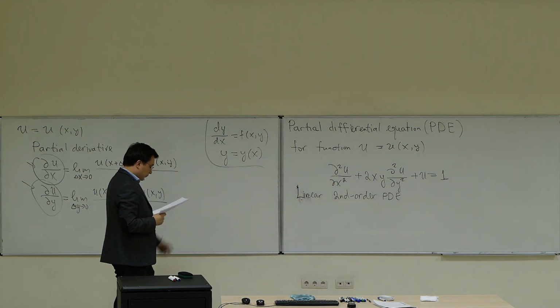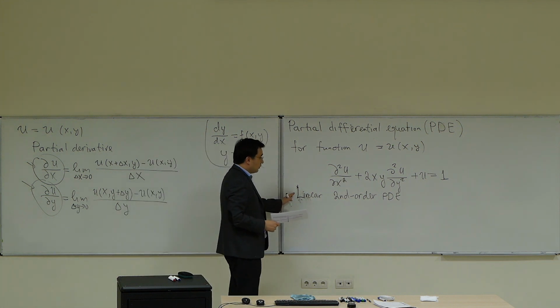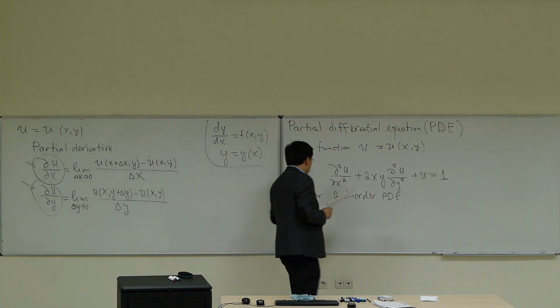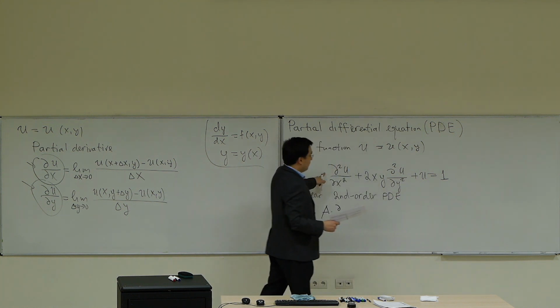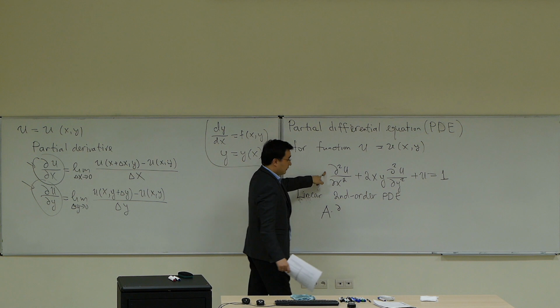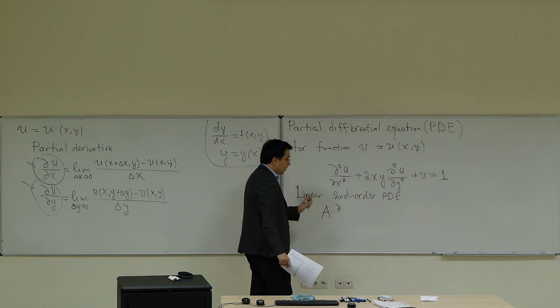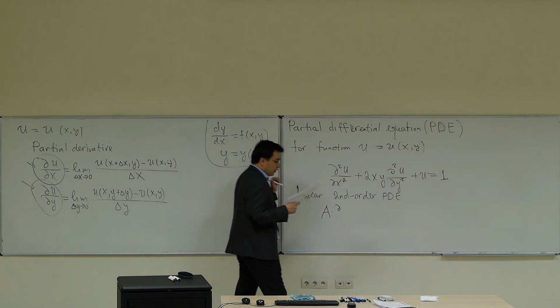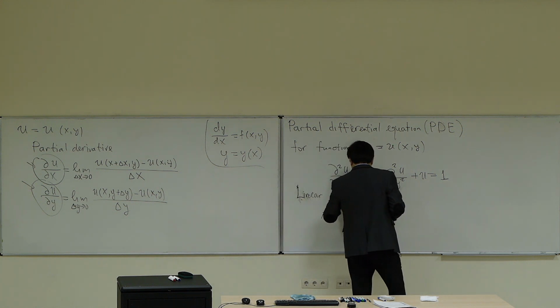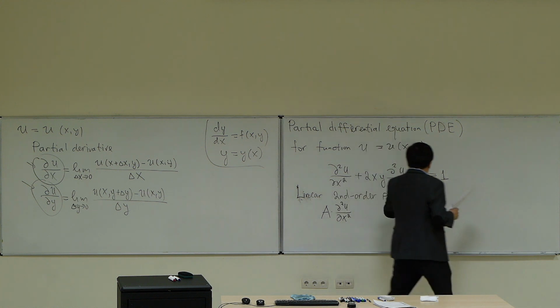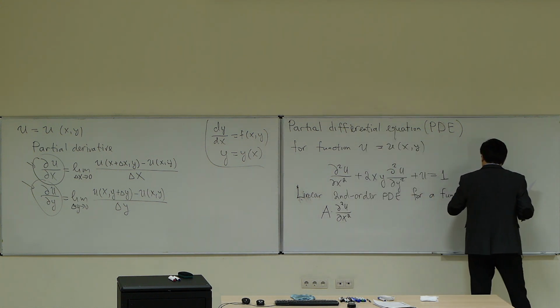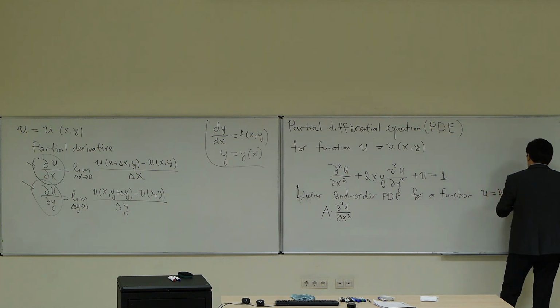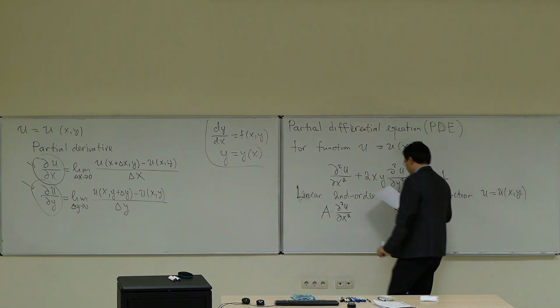Okay, so the most general form of a linear second order partial differential equation is the following. Some function a multiplied by, this is just one example. This is, by the way, a second order linear partial differential equation. It's just one example. Now I'm going to write the general form, the most general form of such equations. Second derivative of u with respect to x. So we are writing it for a function u, which is a function of two independent variables, x and y.